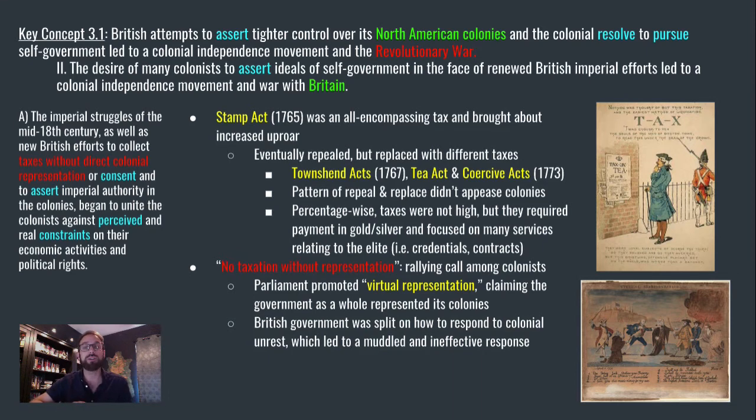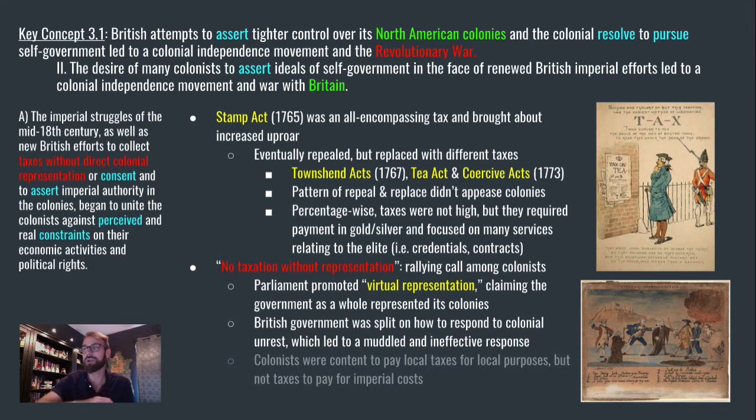And because there was no clear path forward, we eventually get to the Revolutionary War. Now, colonists were okay paying local taxes for local purposes. So if their colonial assemblies or the House of Burgesses said, hey, we've created this tax, the colonists were saying, hey, we elected them to be our leaders. They decided this is the appropriate thing to do. We're okay with that, and we're happy to pay it out.